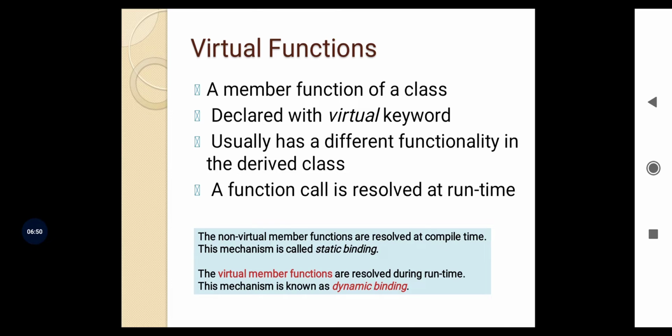So there are certain properties of virtual functions that you must remember. A virtual function is also a member of a class. It is declared with the virtual keyword. So it's the same thing like you have display. We just have display in the base class, but what you need to do is just use the keyword virtual while defining the function. That's all. Now usually it has a different functionality in the derived class.